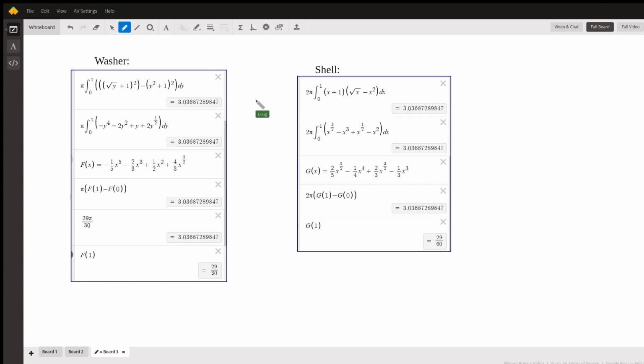And here you can pause the video and check your antiderivative in both cases. But when you do F of 1 minus F of 0, you get 29/30 multiplied by pi, 29 pi over 30. That's your exact answer right there. And 2 pi times G of 1 is still 29 pi over 30. There you go.